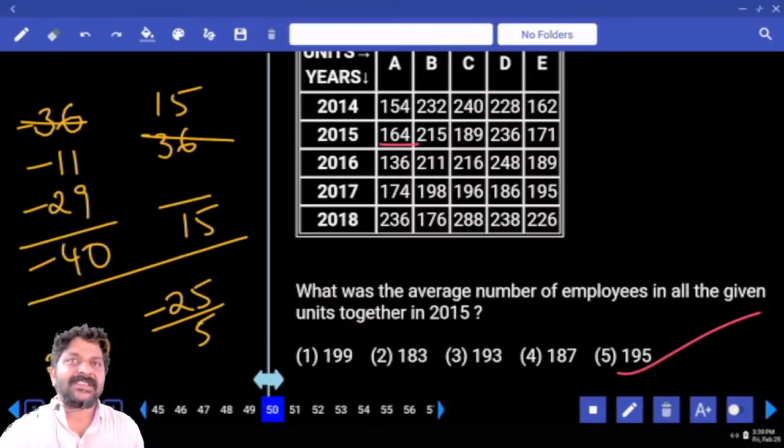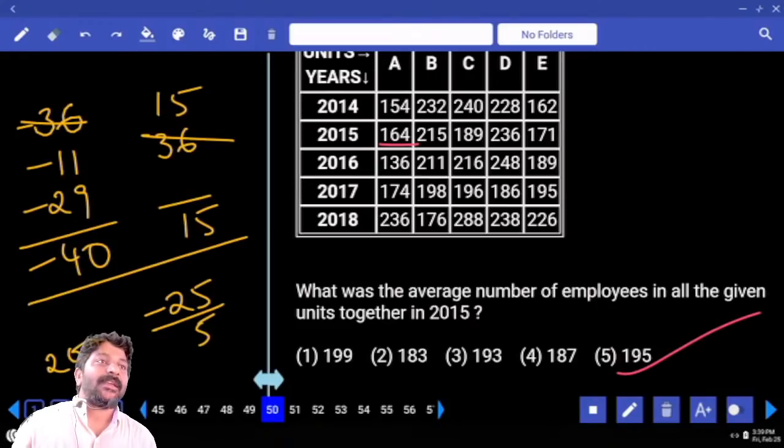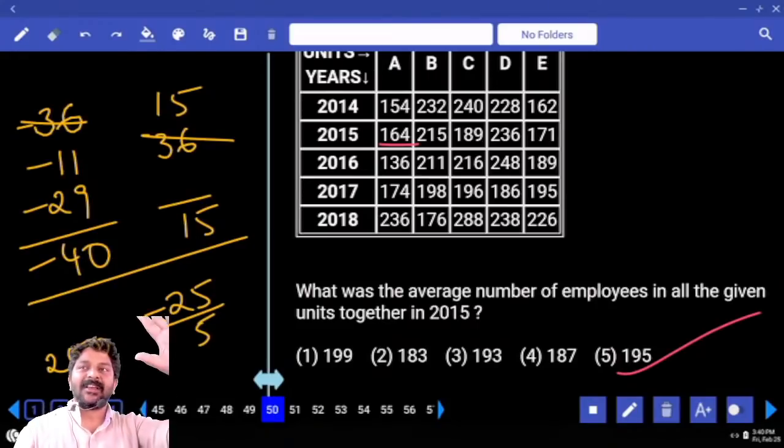Can you go for last digit verification here? Why? Because your average is for 5 numbers.